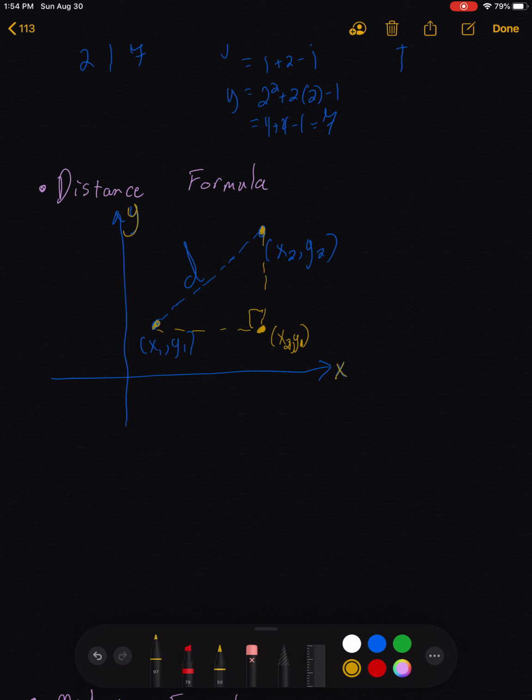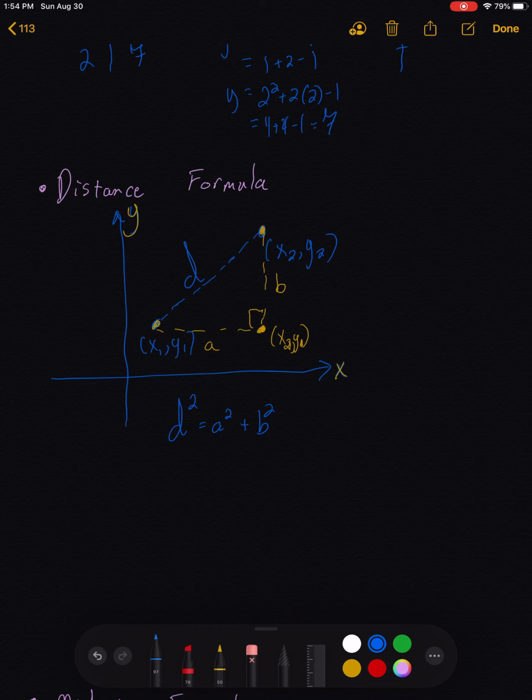Okay, so how does that tell us what the distance here is? Since we formed a right triangle, this has got to follow the Pythagorean theorem, right? So this distance here, which I'll call a, this distance here I'll call b, we have that a squared plus b squared has to equal d squared. So I'll write that down here, that d squared has to equal a squared plus b squared.